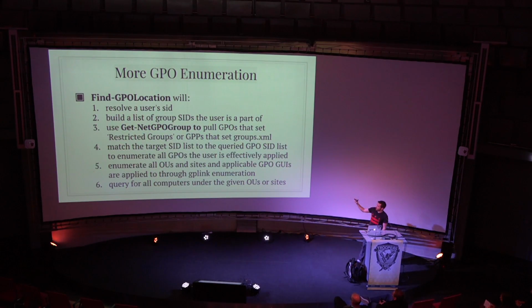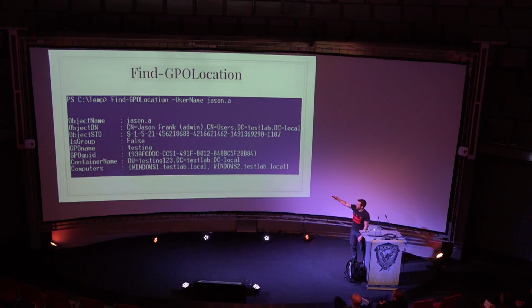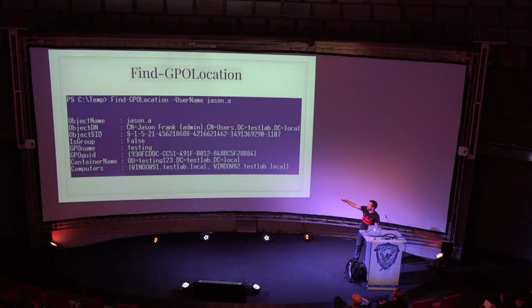Then we can take those GPOs, and through the gPLink attribute, we can enumerate all the OUs and sites. From there, we can query all the computers that are part of that given OU. So it's a multi-step process, but you don't have to worry about how this works. You can just run this, so Find-GPOLocation -UserName, and it does everything in the backend, and it gives you a nice little list of all the computers in the entire domain.